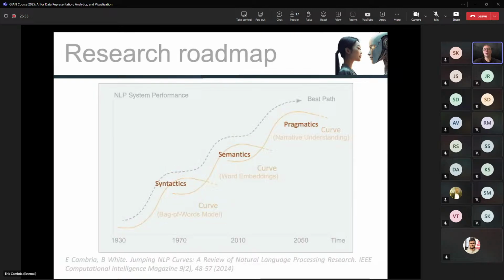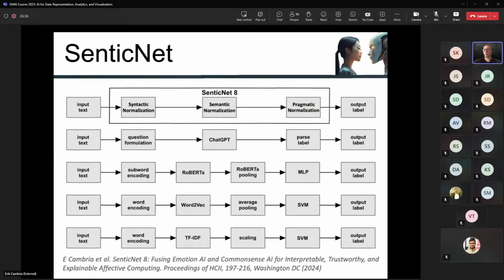So with all this in mind, we came up with the latest version of SenticNet. SenticNet is our own knowledge base for common sense and sentiment that you can freely download. We started this project back in 2010, and then every 2 years we have a new version. So we had SenticNet 1 in 2010, SenticNet 2 in 2012, and last year we published SenticNet 8. We don't plan to go on forever with this, so probably we'll stop at SenticNet 10.